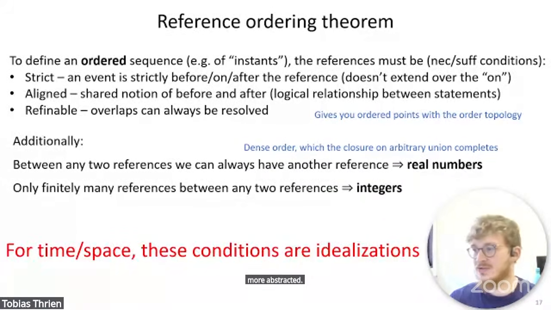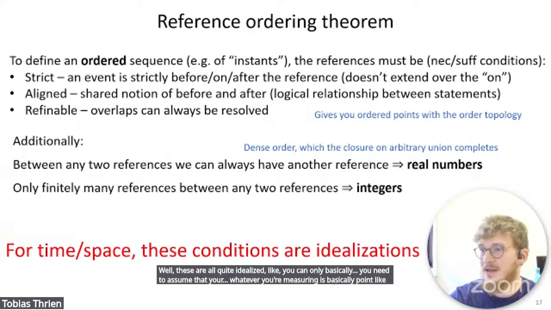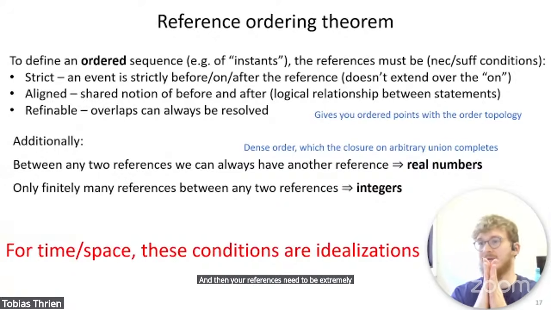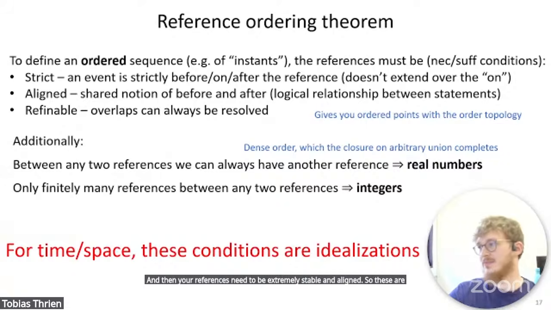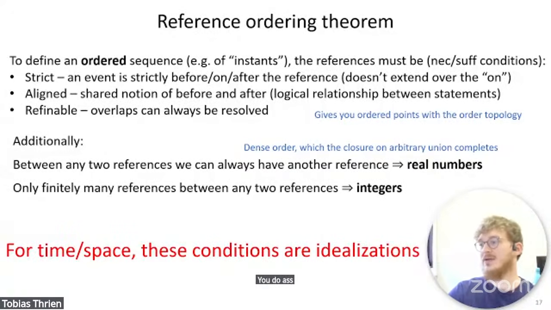And one of the interesting insights is that these are all quite idealized. You need to assume that whatever you're measuring is basically point-like, and then your references need to be extremely stable and aligned. So these are very idealized, and like in classical mechanics, if you study the motion of a particle, you assume it to be a point. You do assume these things, but those are idealizations.